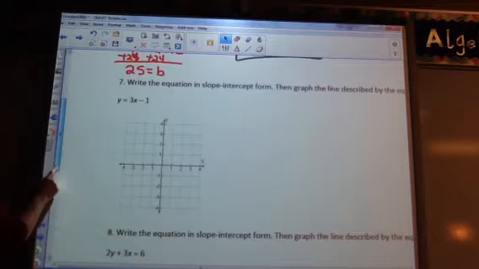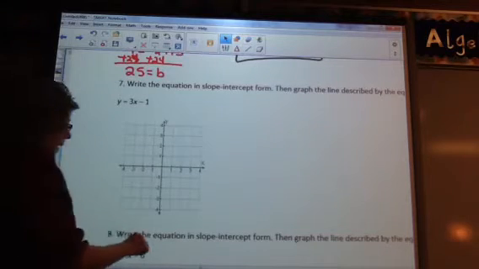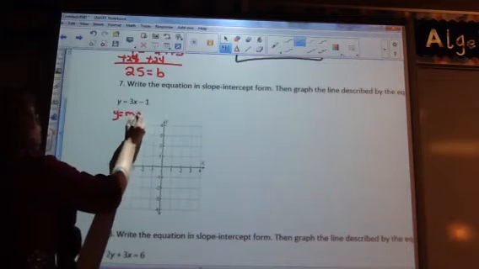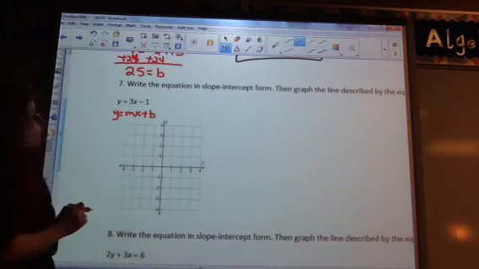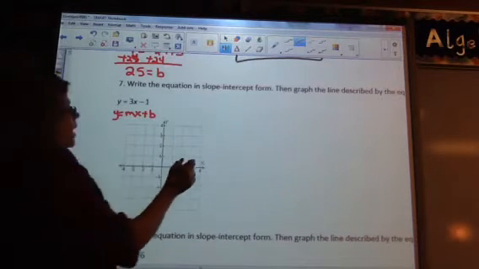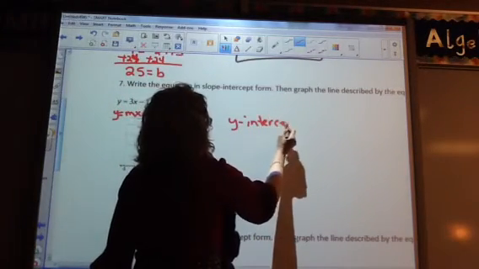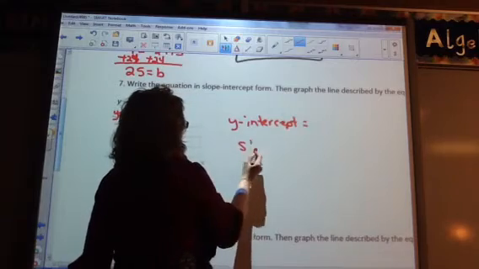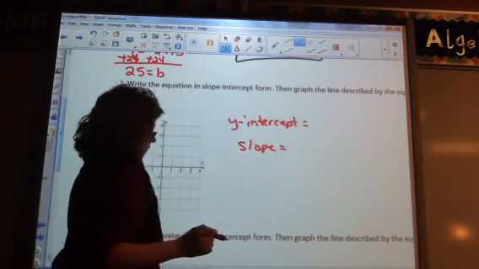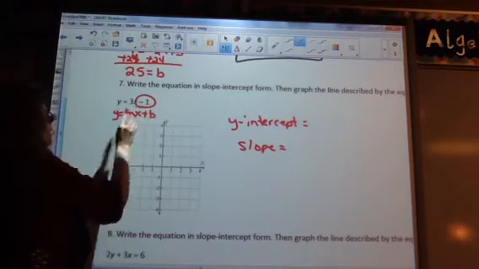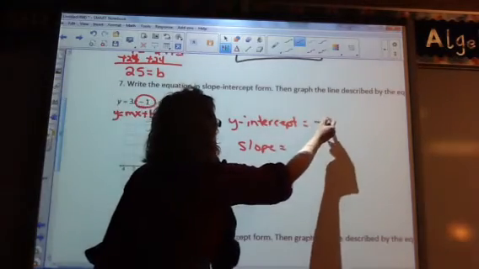Okay, now I'm going to give you the slope-intercept form, and you're going to have to graph it. So, let's look at this slope-intercept form. To graph, we need the y-intercept, because that's our first point. And then we need our slope. Alright, so our y-intercept is our b. So our b is -1.